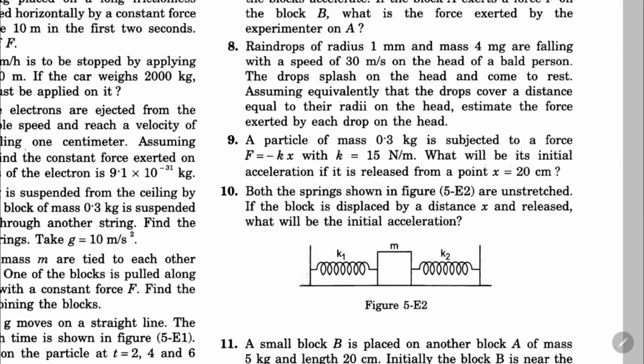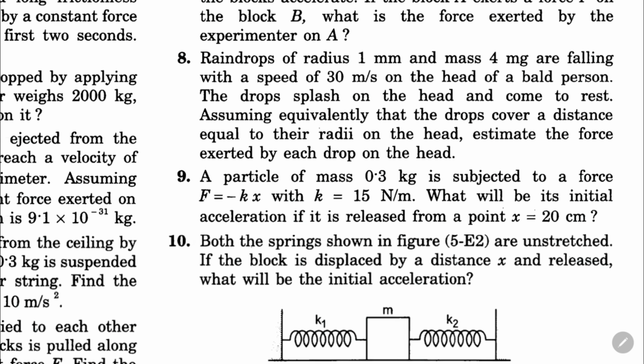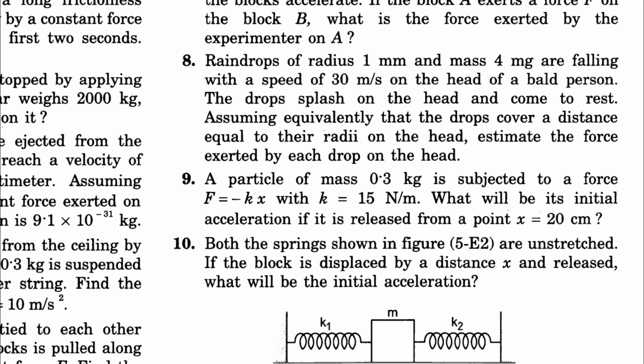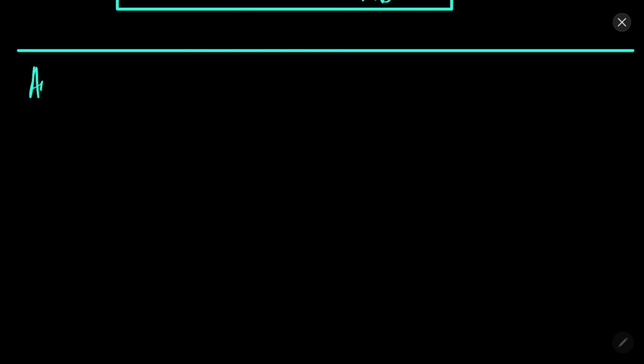Now question number 8. So we have a raindrop of radius 1 mm and mass 4 mg, falling with speed 30 meter per second. They splash on the head and then they come to rest. We will assume that the drops cover equal distance and their radii are almost the same. We need to find the force exerted by each drop on the head. So let's try to solve question number 8.